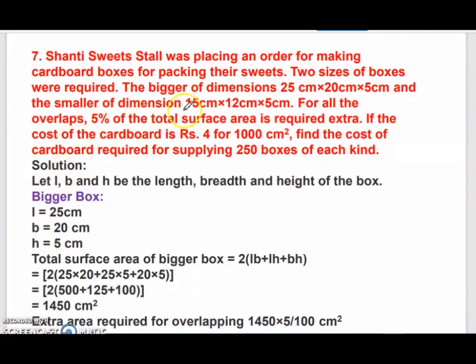So Shanti Sweet Stall was placing an order for making cardboard boxes for packing their sweets, and two sizes of boxes were required. The bigger box has dimensions 25 centimeter by 20 by 5, and the smaller one is having these dimensions 15 by 12 by 5. For all the overlaps, 5% of the total surface area is required extra.